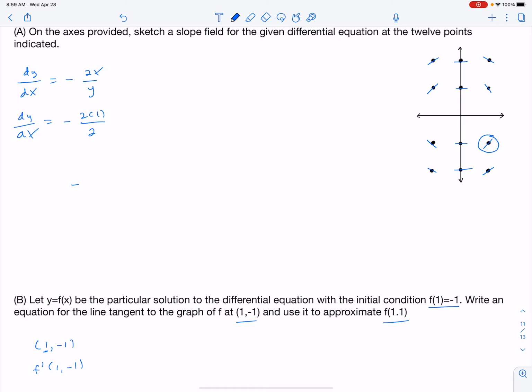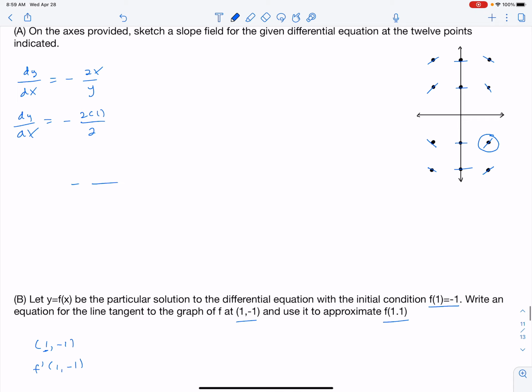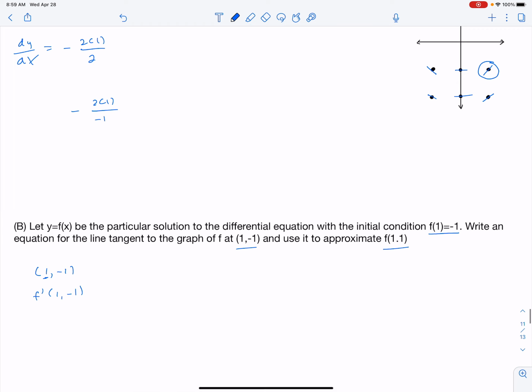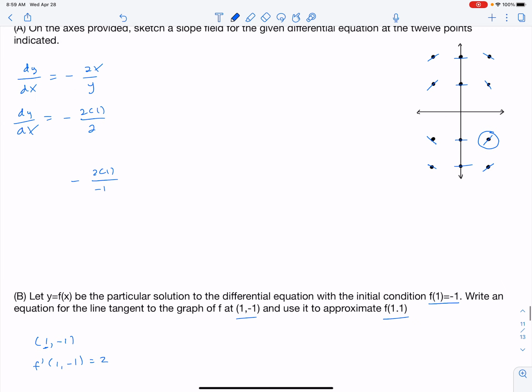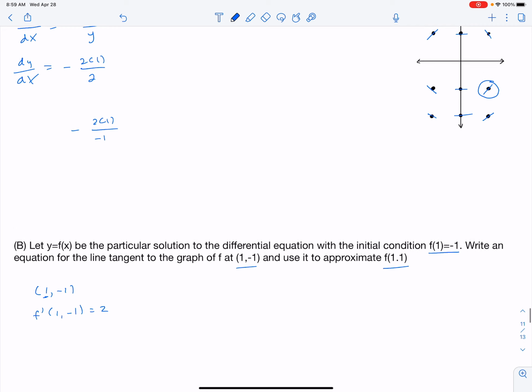So it was the point 1, -1. So this is 2 times 1 over -1. So that's -2, +2. So this is going to be equal to +2. Well, let me double check it one more time. I don't want to be wrong. So it was a point 2 times 1 over -1. That's -2. Yep, looks like 2.